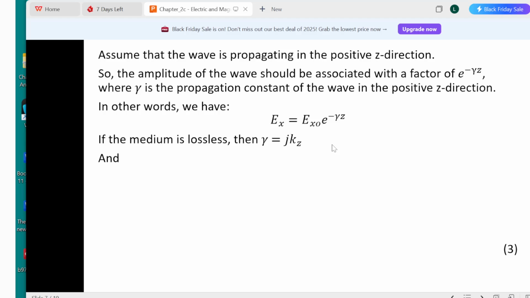And in the lossless medium, then you can do this, this thing is just minus k of z.